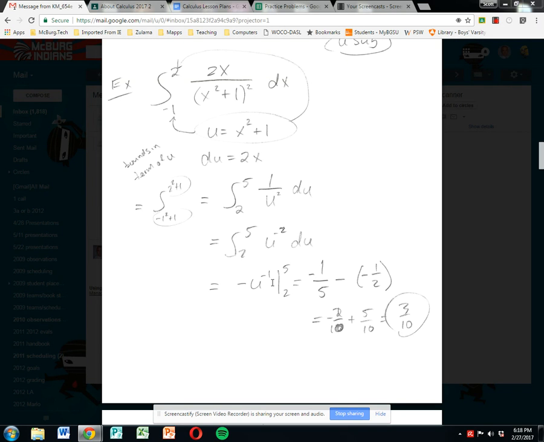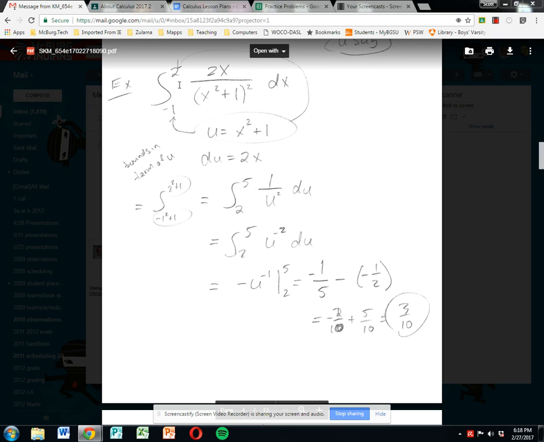This is negative u to the negative 1 evaluated from 5 to 2. And then the fundamental theorem of calculus that you just learned. I take the 5, plug it in the first time, and subtract the 2. Plugged it in the second time, I wind up with an answer. This is the area underneath this curve between negative 1 and 2.